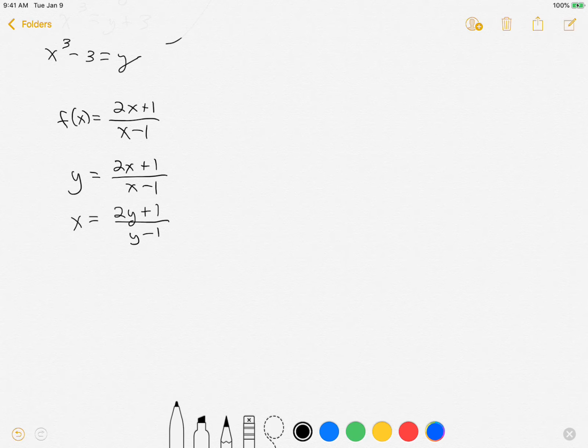Now we've got to solve for y. We can always get rid of a fraction by multiplying by the denominator. So this is going to give me x times (y minus 1) equals 2y plus 1. Okay? Now, where do we go from here? We want to isolate y by itself. Let's distribute this x right here.